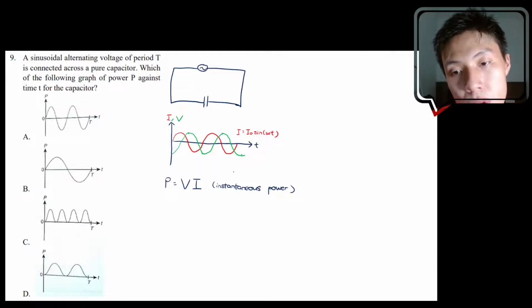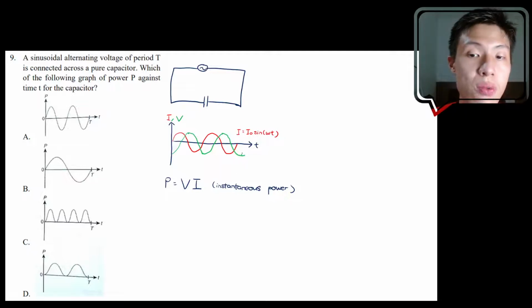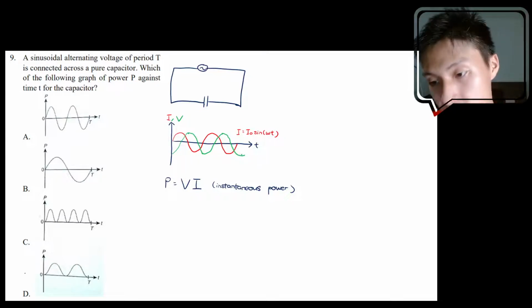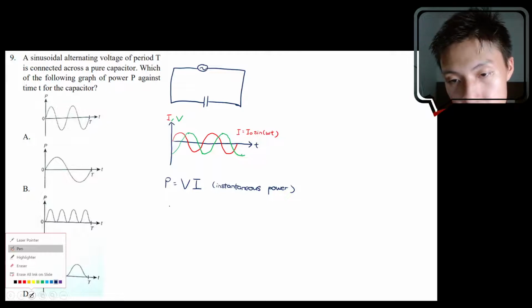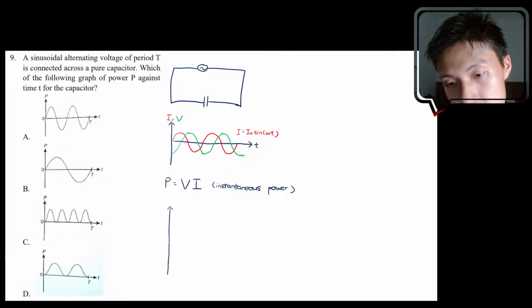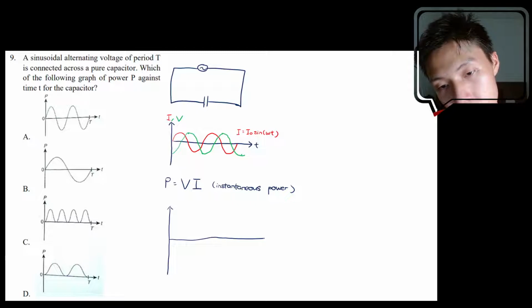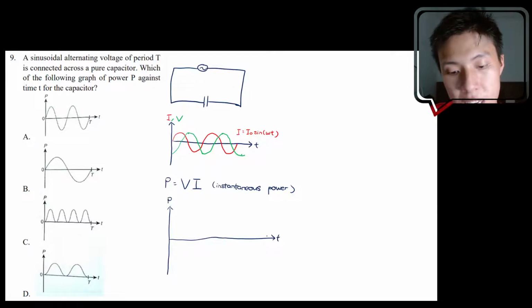Okay, so what we're going to do is we're going to do it graphically. We're not going to multiply it using maths. We're going to multiply it graphically. Okay, to be more specific, I'm going to highlight a few features, but first let me draw the axis first. We know that this is power, this is against time.